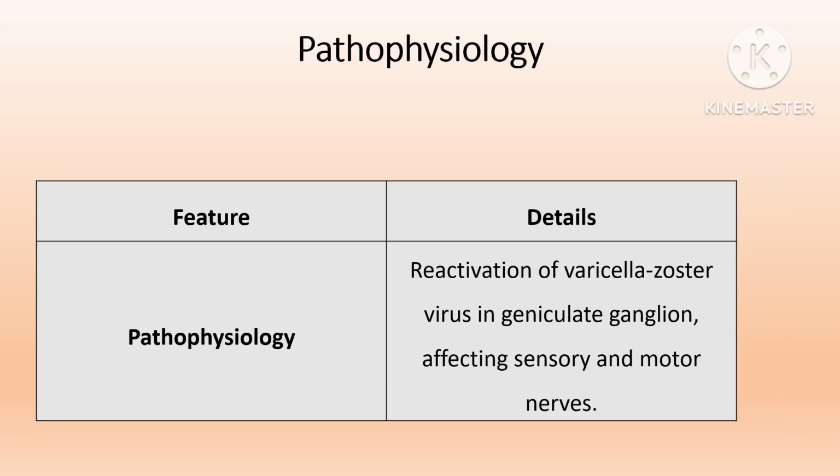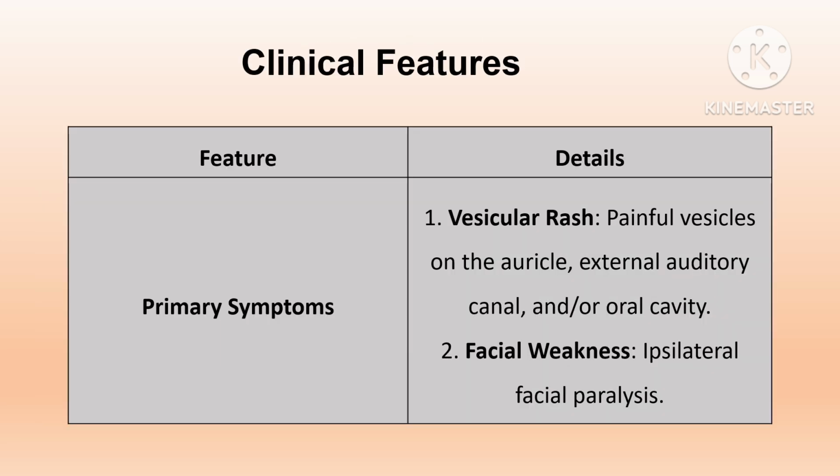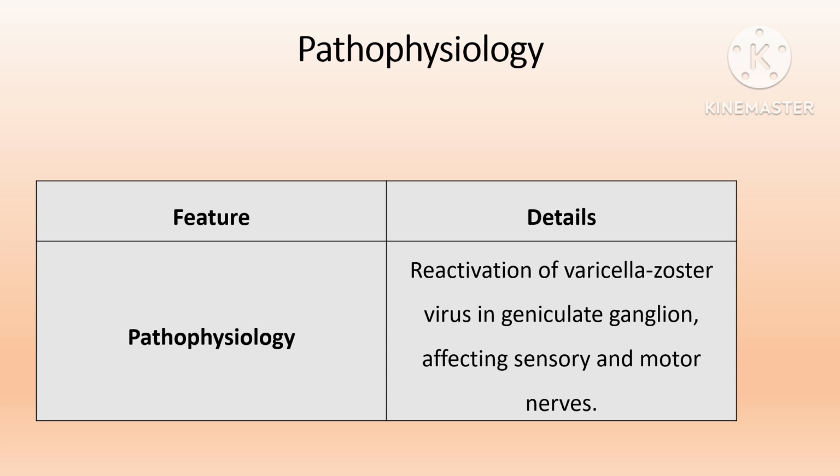Once reactivated, the virus causes inflammation and edema in the geniculate ganglion, along with the disruption of facial nerve motor and sensory components. Also, the infection spreads to the nearby cranial nerves, particularly the vestibulo-cochlear nerve, which is the 8th cranial nerve, due to the close anatomical relationship between the facial and vestibulo-cochlear nerves in the internal auditory canal.